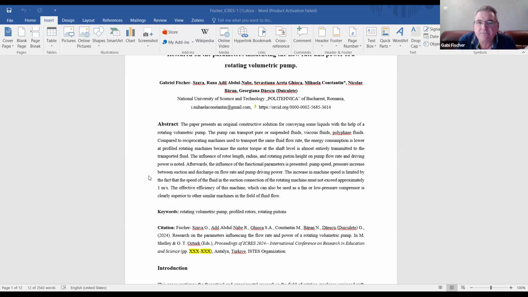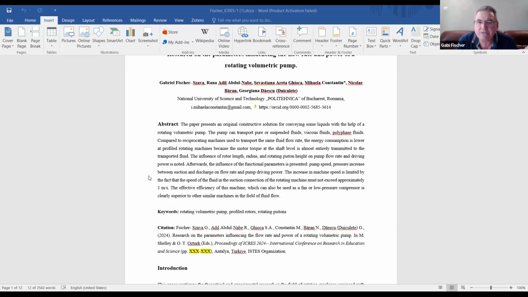This means that the influence of rotor length, radius, and rotating piston height on pump flow rate and driving power is noted. Afterwards, the influence of the functional parameters is presented: pump speed and the pressure increase between suction and discharge on flow rate and pump driving power.